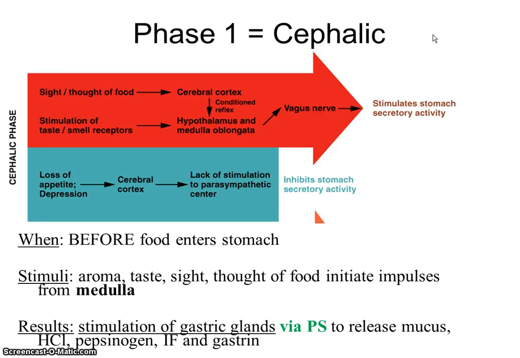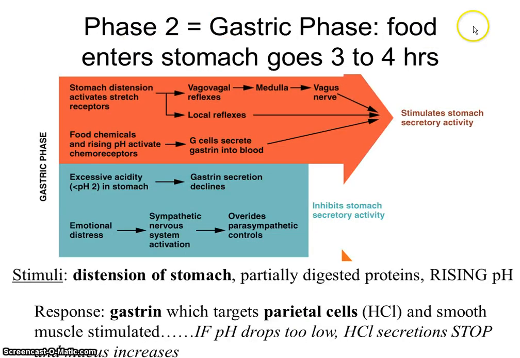All right. So the second phase is, again, food enters the stomach. This is going to go on for several hours, whereas the cephalic is not very long-lived at all. So now, the stimuli for this gastric phase are distension of the stomach. So food is in the stomach, liquids are in the stomach, partially digested proteins, because again, proteins are basically what are targeted by the activity of the stomach, and a rising pH. So every time you eat, the pH of the stomach is going up.